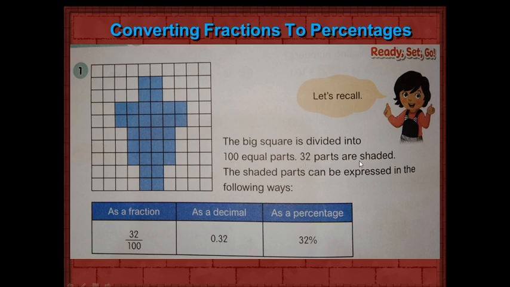32 parts are shaded. This one, the blue one. There are 32 parts shaded. The shaded parts can be expressed in the following ways. As a fraction, it is 32 over 100. As a decimal, it is 0.32. As a percentage, it is 32%. That's the example number 1. It's easy, right? Now, example number 2.